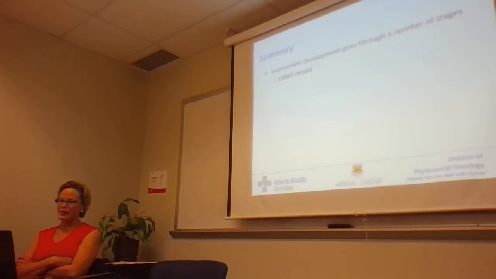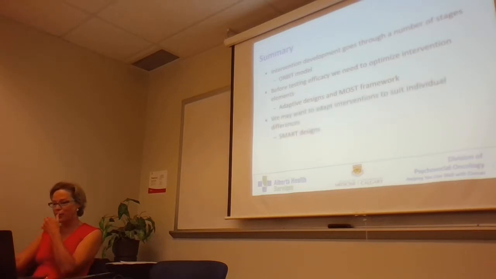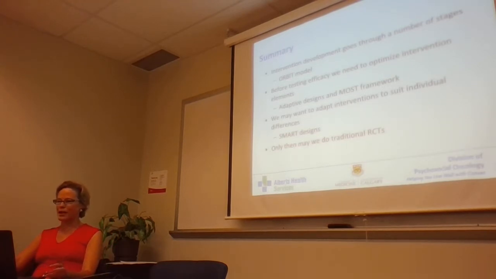So just to summarize this section, we talked about intervention development and different stages, focusing on the ORBIT model. And really thinking about stepping back. Before getting into these RCTs to look at efficacy, we need to optimize the intervention elements using different adaptive designs. We can use the MOST framework. We can use SMART designs to really optimize the interventions to suit individual differences more in clinical settings. And it's only then that we move on to these traditional RCTs. And even then, some of them have downsides as well, right? And then what do we do after that? We'll get to that later.